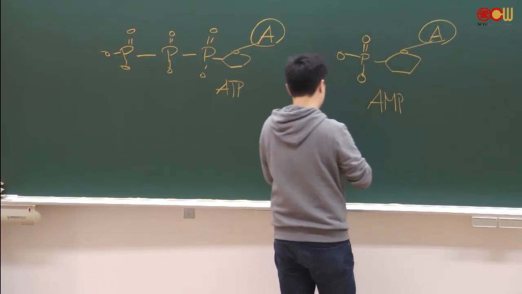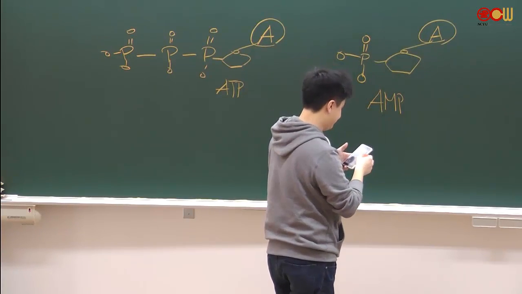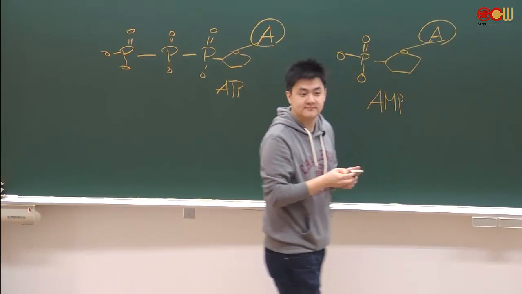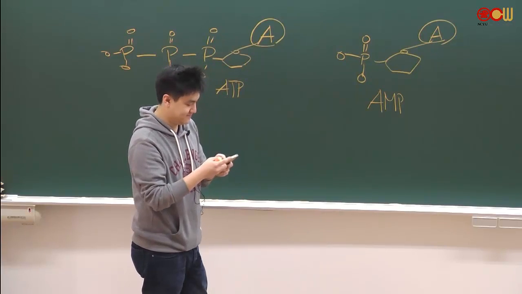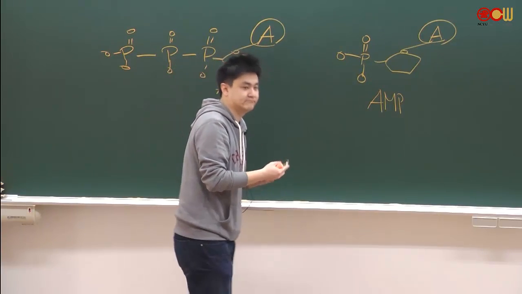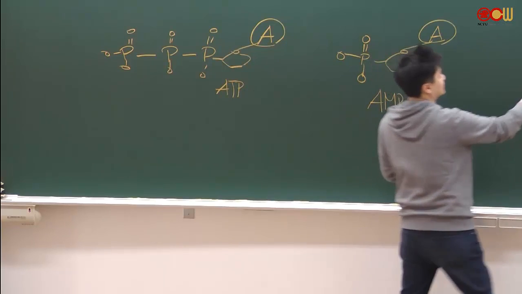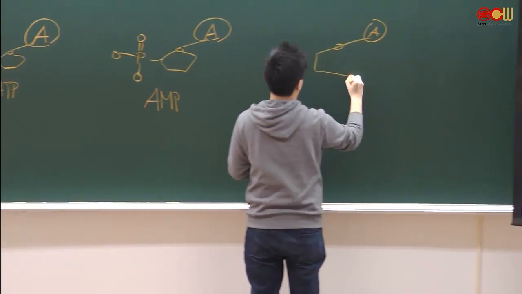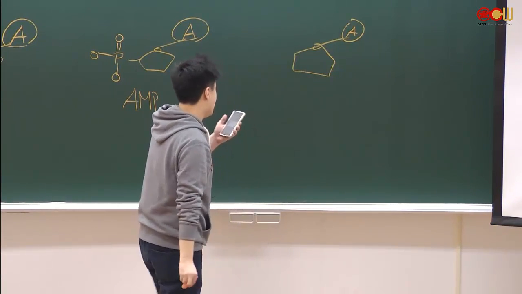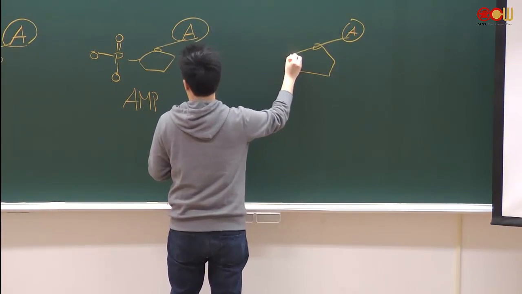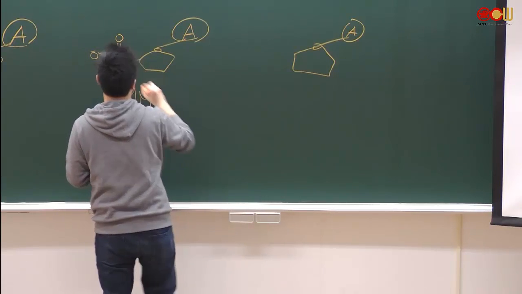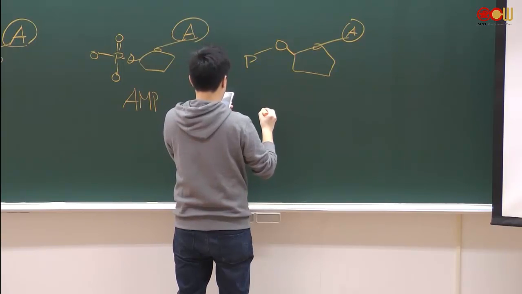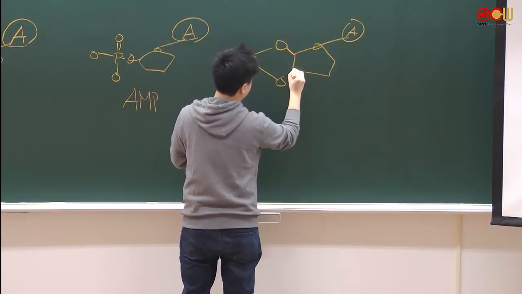So what do you think cyclic AMP would look like? Anyone? Cyclic AMP. Okay, cyclic AMP is going to look like this. So again, this is A, and I'll have my ribose ring, okay? And pretty much this is always attached to an O, by the way. O, P, okay? And then you have another O here, okay?